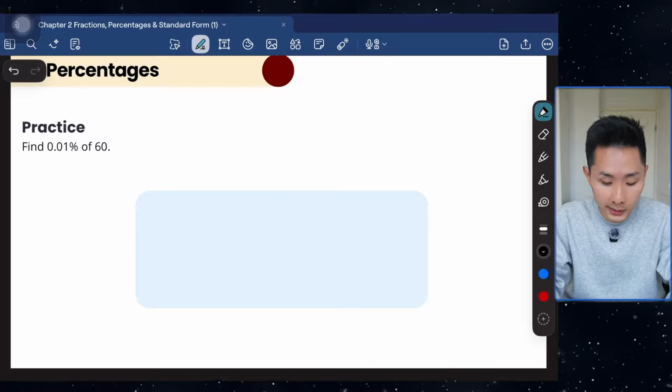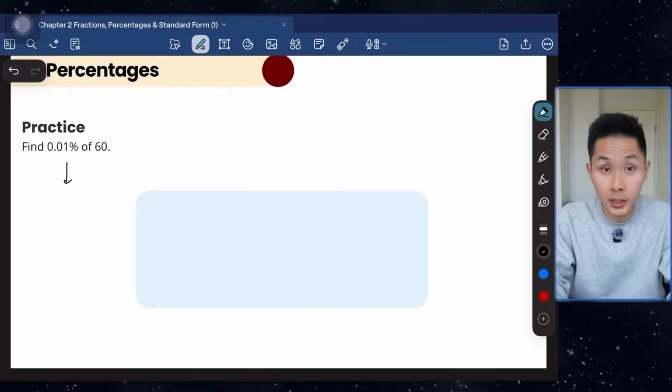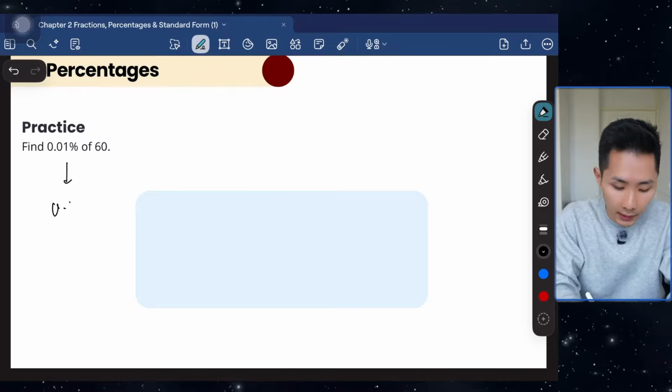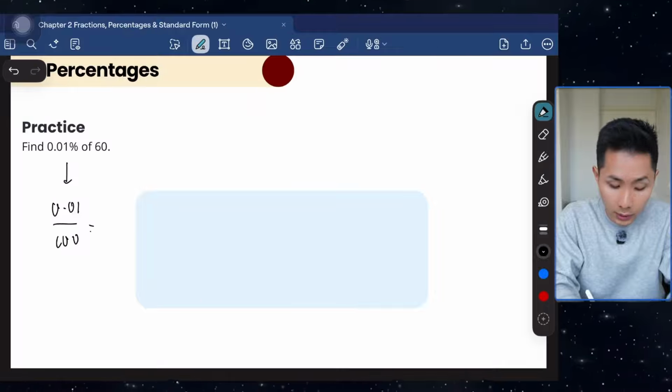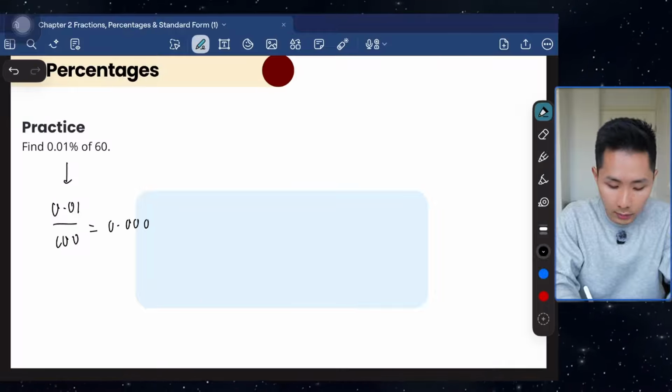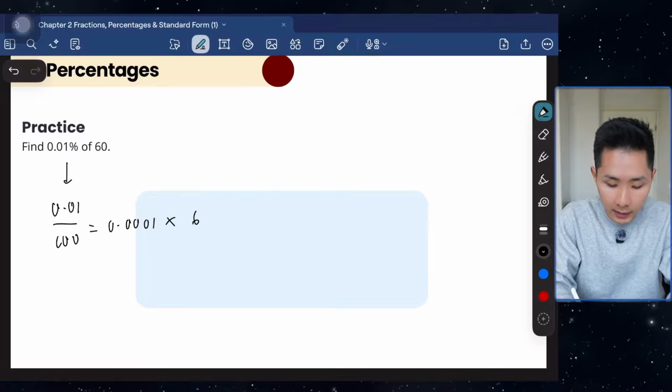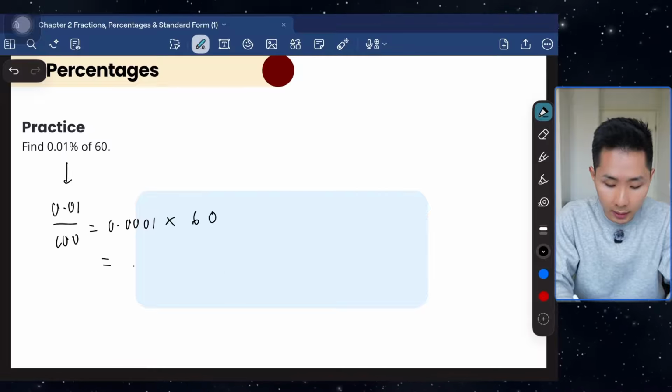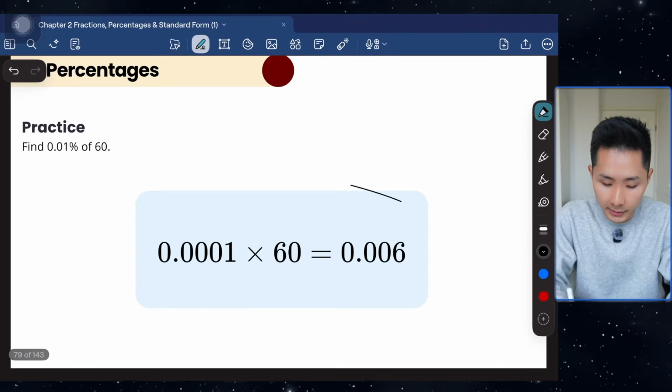Find 0.01% of 60. First, you have to convert this into decimal by dividing it by 100, which will give you 0.0001. And then multiply this by 60 and you have got 0.006. So that's how you do it.